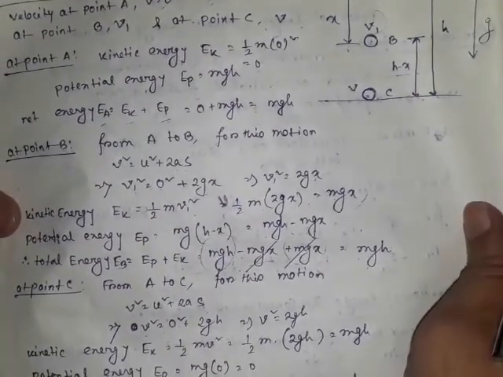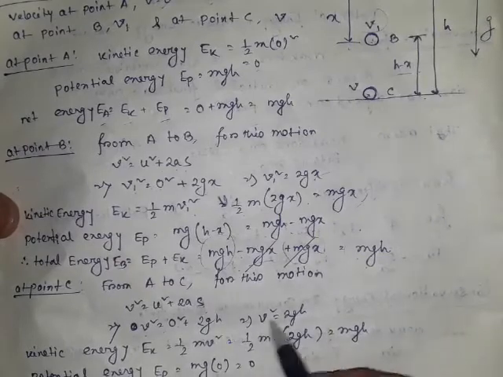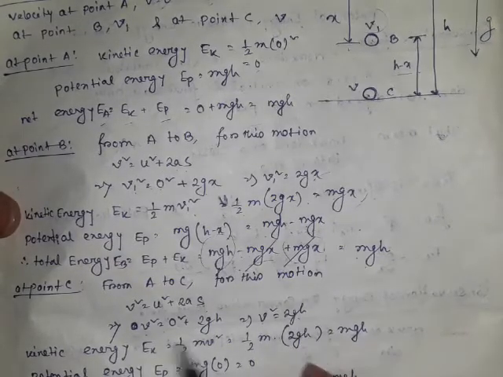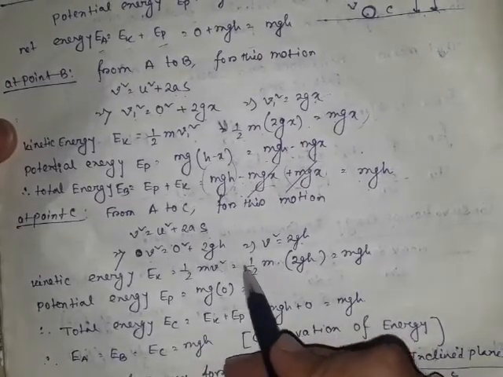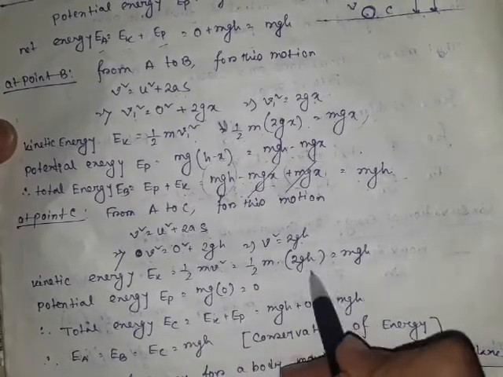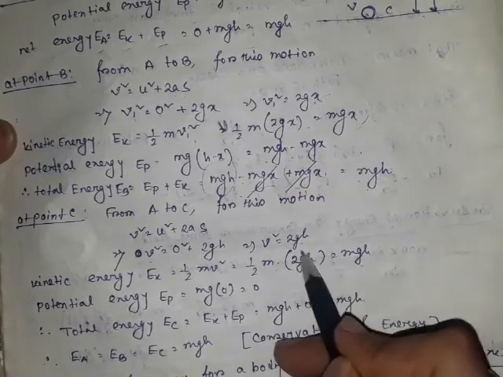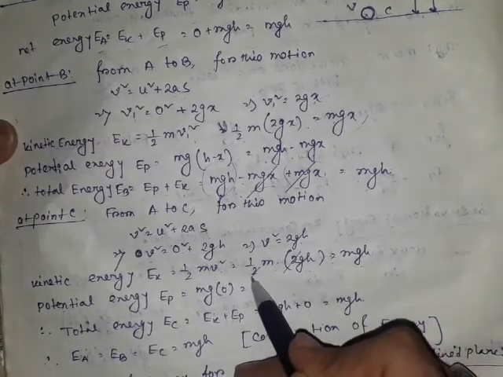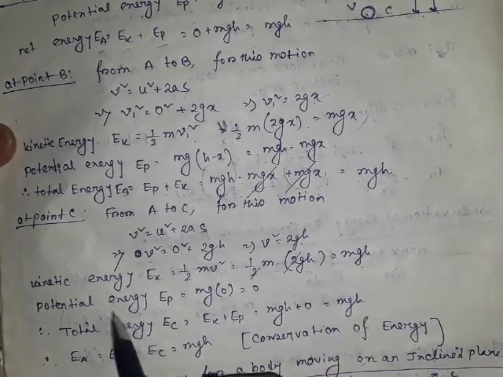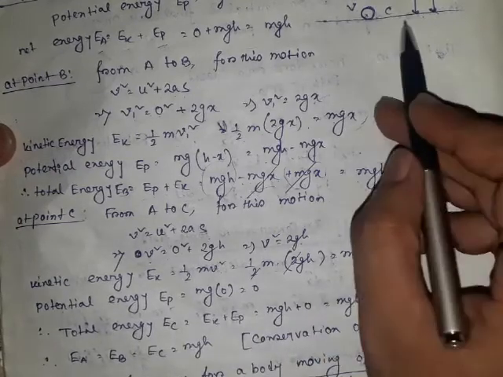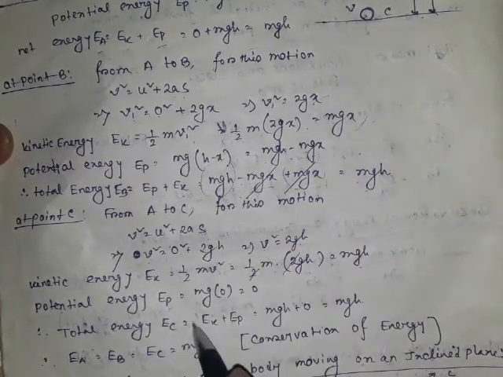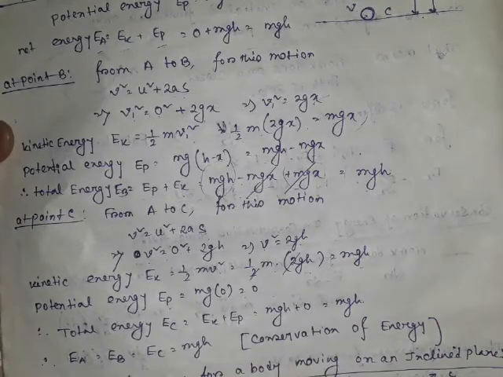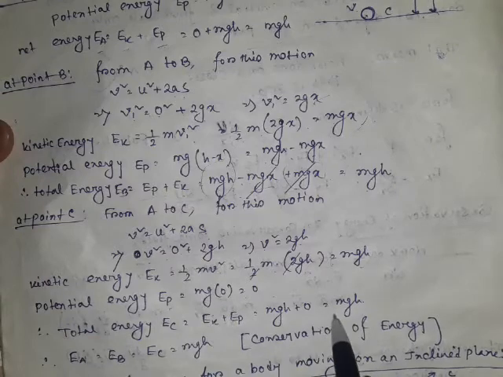Now your v squared is 2gh. So the kinetic energy Ek is half of m v squared, that is half of m multiplied by 2gh, which is mgh, because you cancel this 2 with this 2. Now the potential energy: since the object is on the ground, the height from the ground is 0. So the potential energy will be mg into 0, that is 0. So the total energy at C, Ek plus Ep, is mgh.